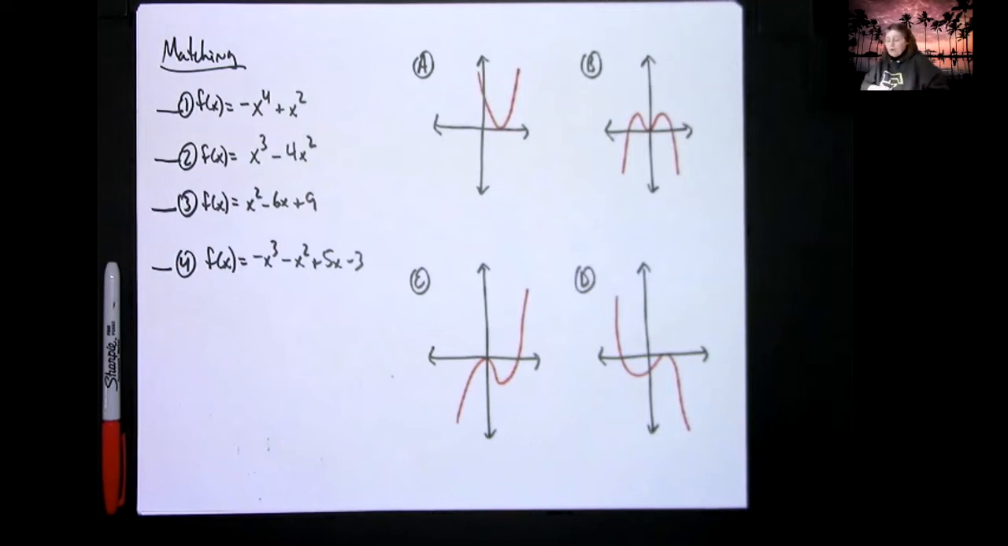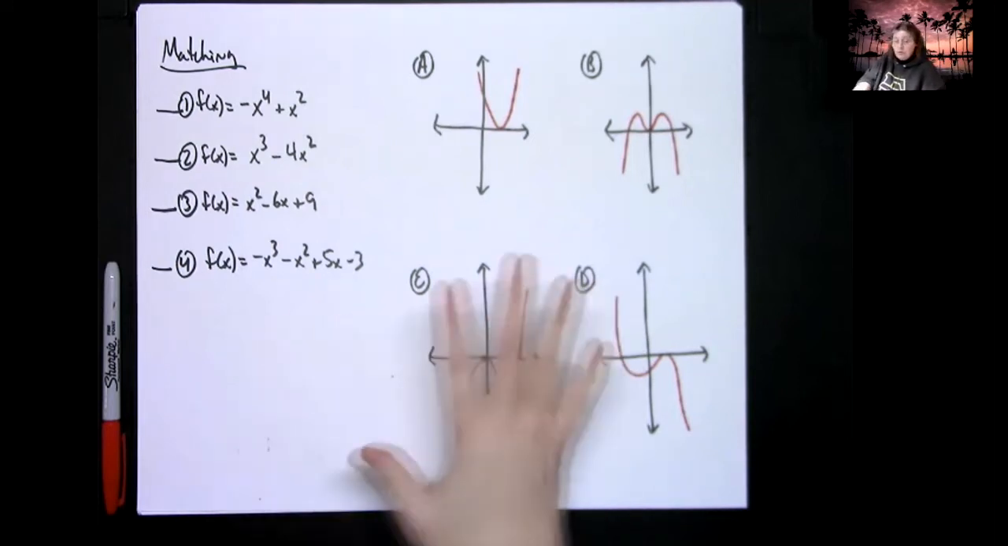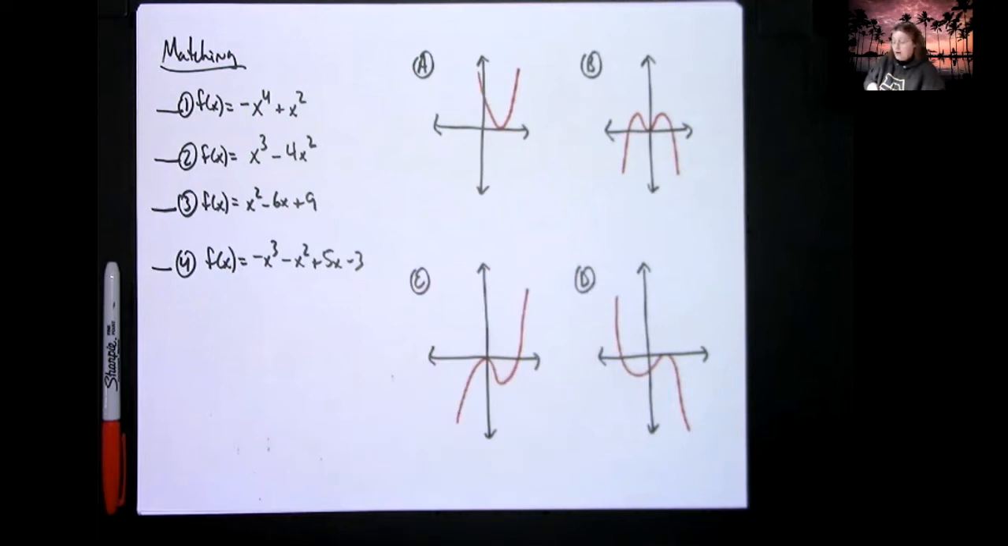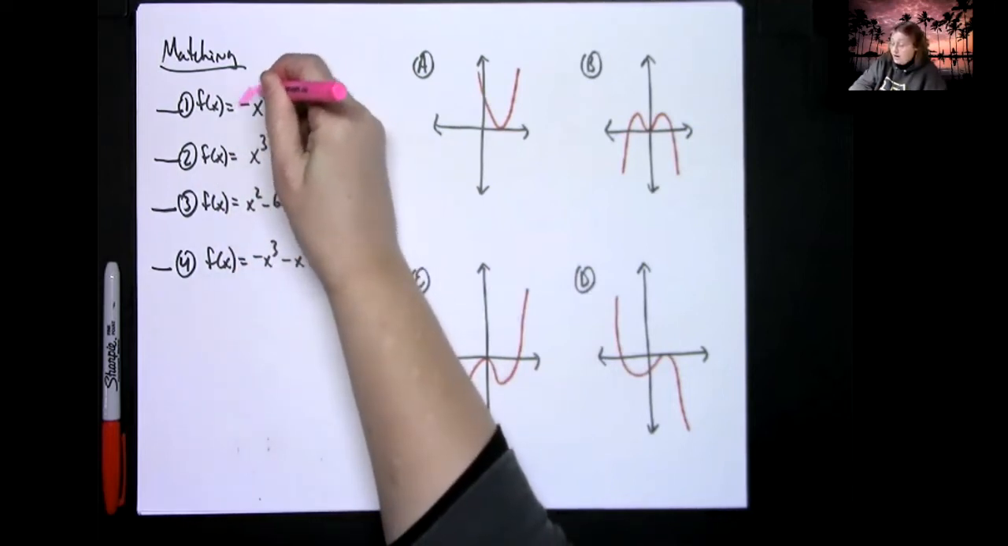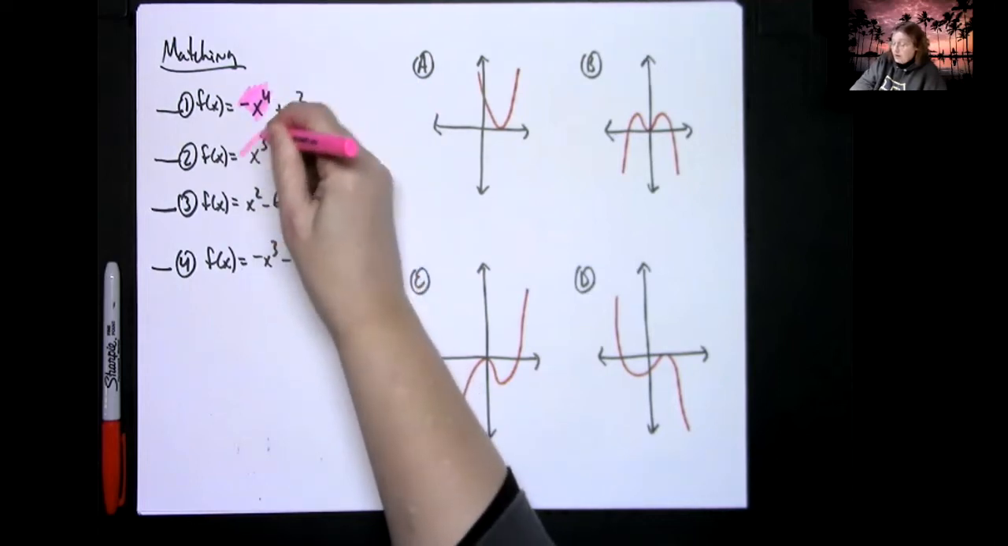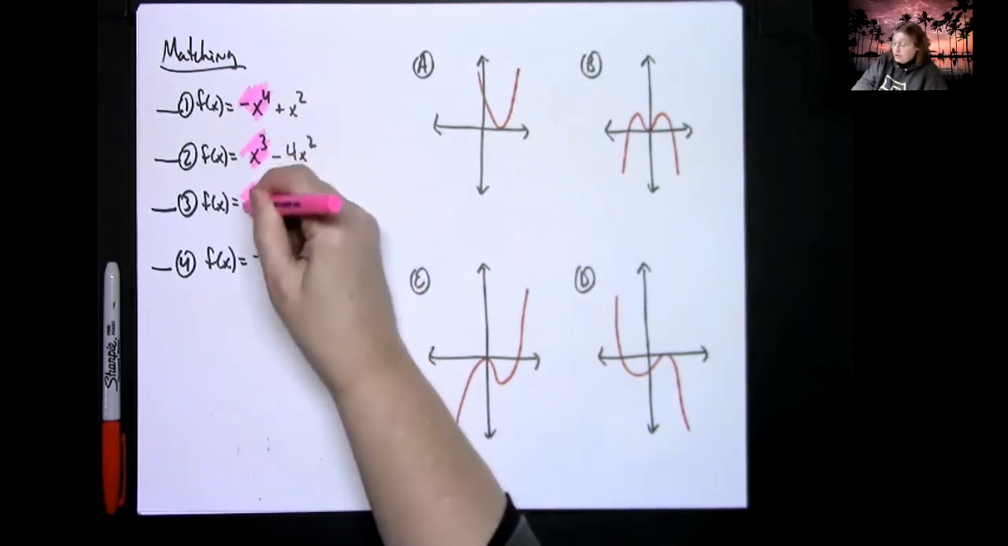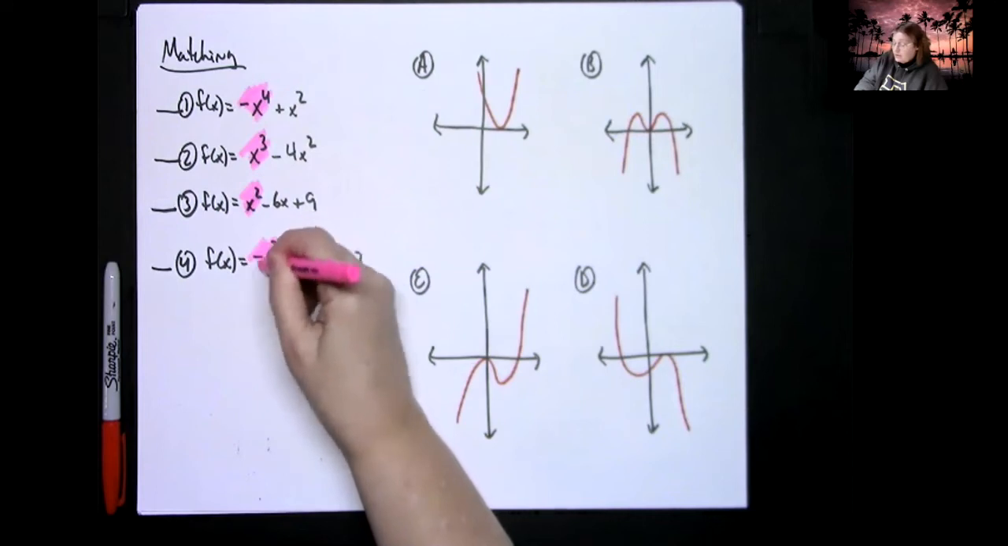Now what we're going to do is this type of matching on the first test. The only part of these functions that you need to look at is the first term. That is all you need. So it doesn't matter what is to the right.